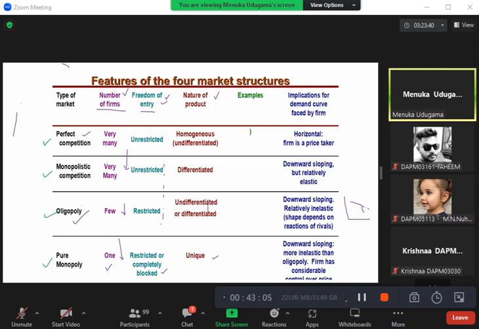So nature of product: homogeneous, differentiated, undifferentiated to unique products. We know that in a perfectly competitive market, you find very homogeneous products. You take paddy, very homogeneous, isn't it? I mean, there are different varieties and so on, but more or less homogeneous, substitutable. But as you move down to monopoly, there's only one product and that's unique. There are no substitutes usually. So it's a monopoly.